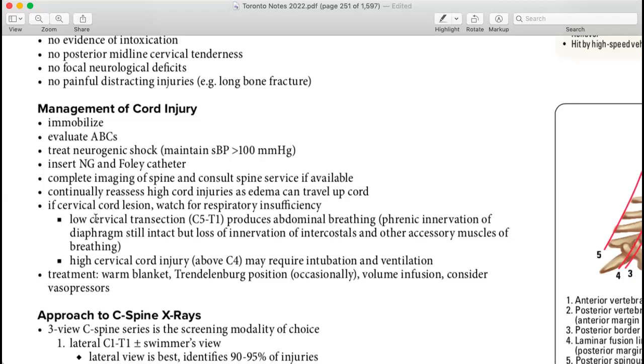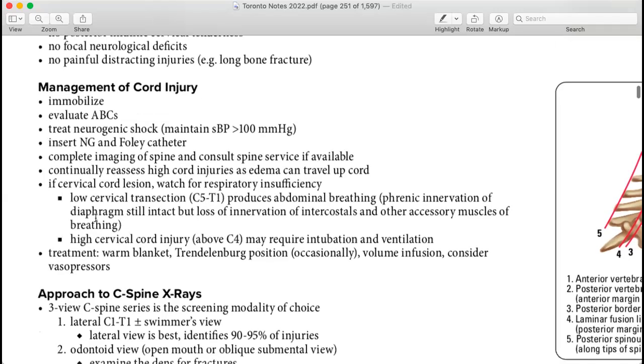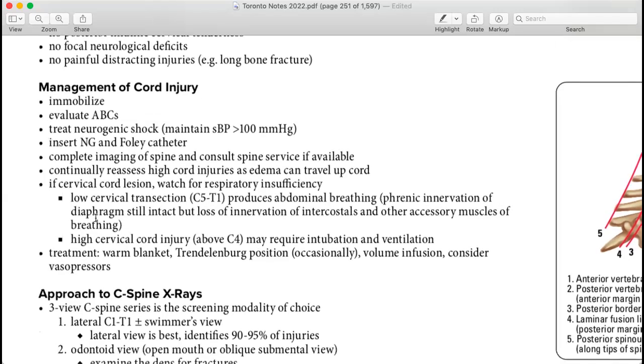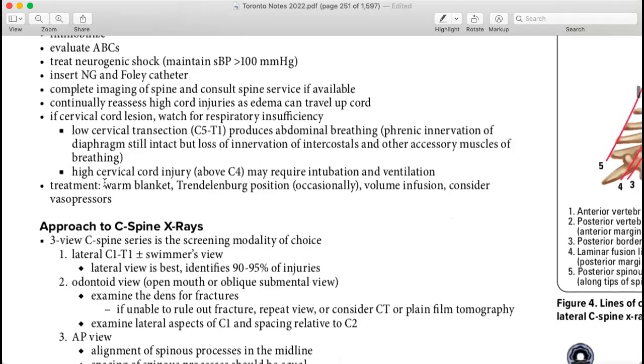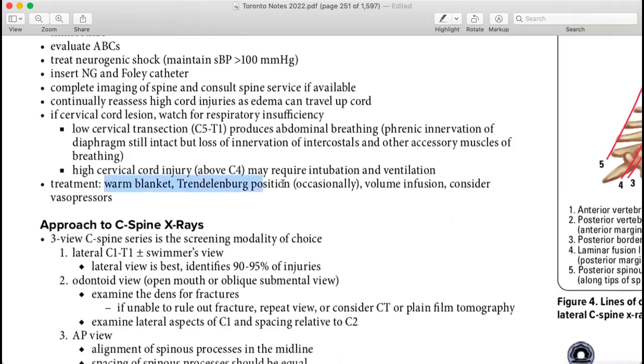Treatment: warm blankets are needed, Trendelenburg position, and then volume infusion, and consider a vasopressor. So the basic things, warm blankets and Trendelenburg position, should be given if there is any respiratory insufficiency and there is a low or high cord transection.